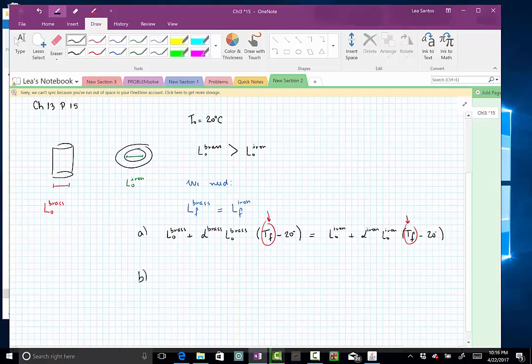Question B is the same thing, but now we make the plug out of iron and the ring out of brass. So you're going to use exactly the same equation, but now everything on this side, you're going to use iron, and everything on this side, you're going to use brass. So it's exactly the same thing. You just have to change the alpha for the plug and the alpha for the ring. And that's it. That's how you solve this problem.